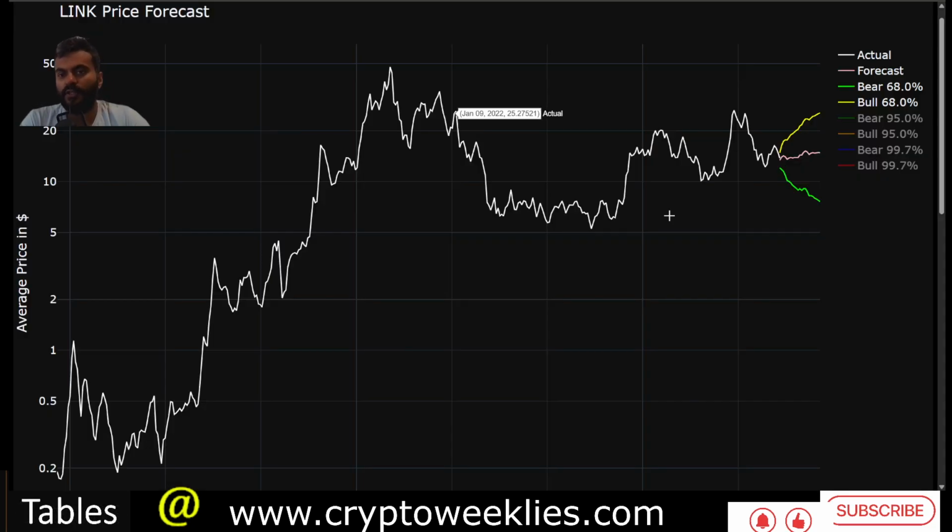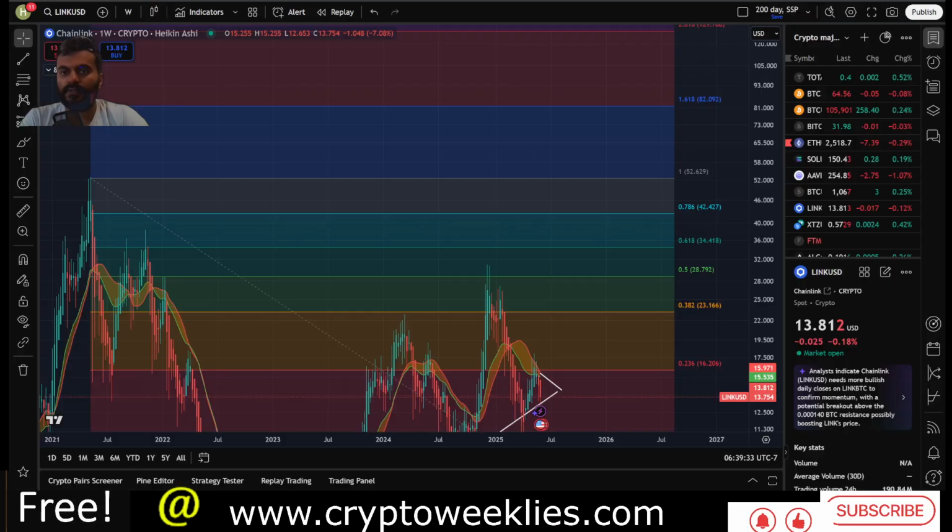Now going to the machine learning based forecast. In the next 6 months, if there is a non-euphoria bull case, or one standard deviation bull case, in the market, the ceiling estimated per the machine learning model is between $14 and about $25. A $25 LINK is somewhere at a midpoint between the 0.382 and the 0.5 fib level.